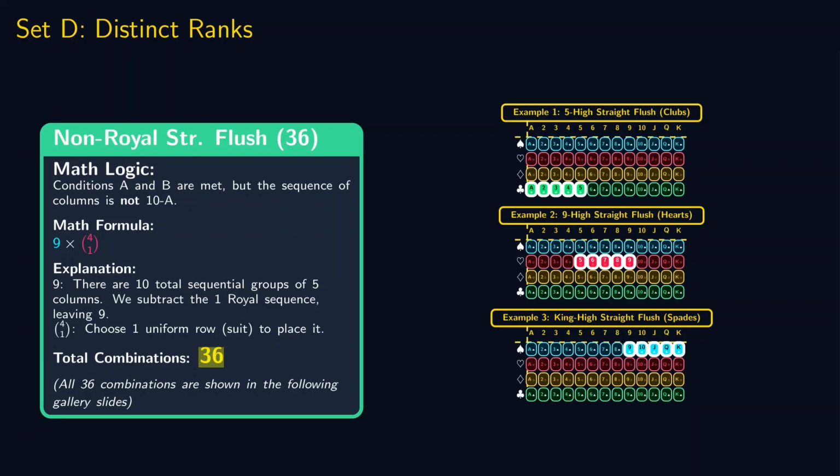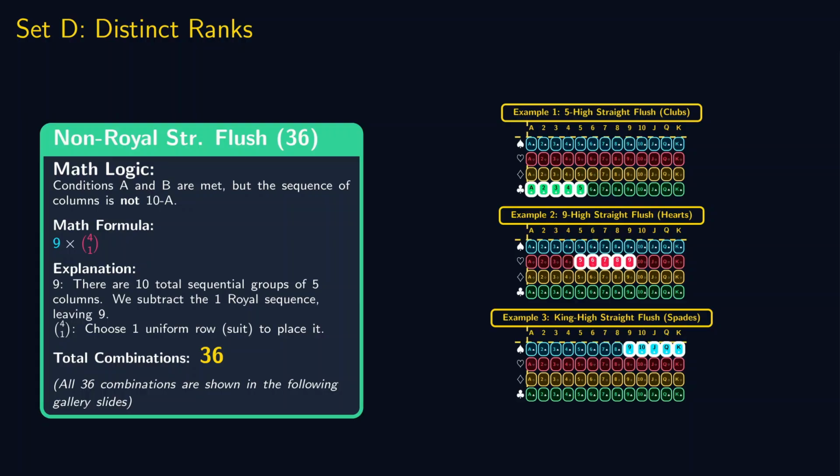Adding the 4 royal flushes, the total number of all straight flush hands, royal and non-royal combined, is 40. 40 hands out of 2,598,960. Those are extraordinarily rare odds, and now you know exactly where that rarity comes from. The grid constrains you to a single row and a single fixed window of consecutive columns. There is almost nowhere to go.